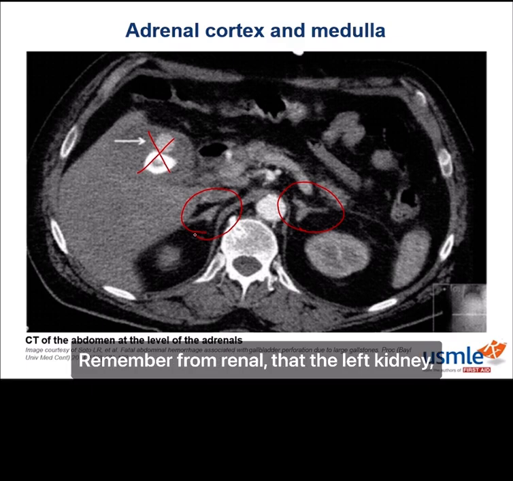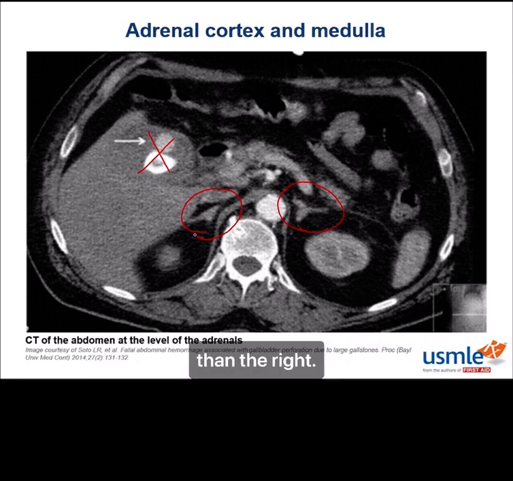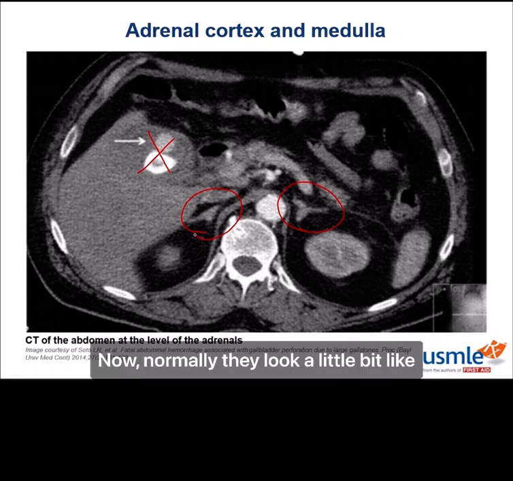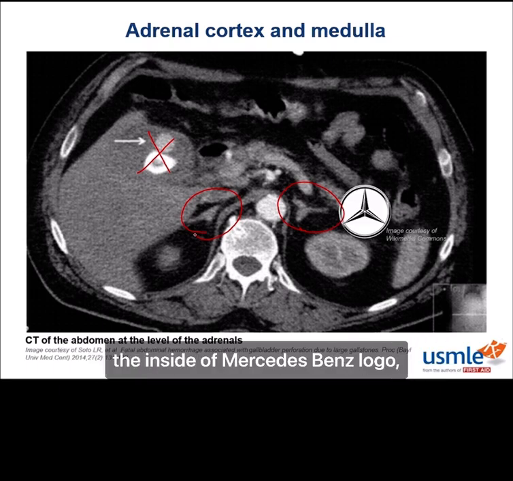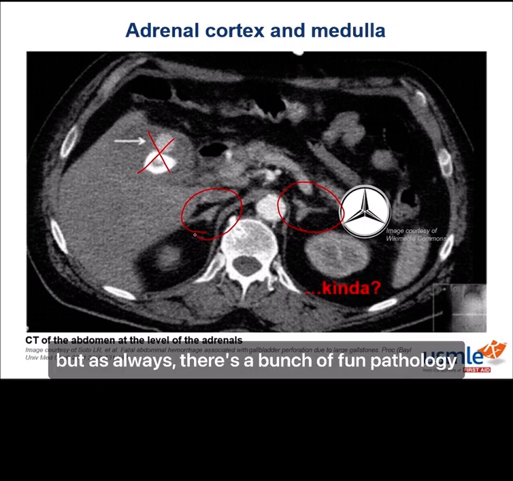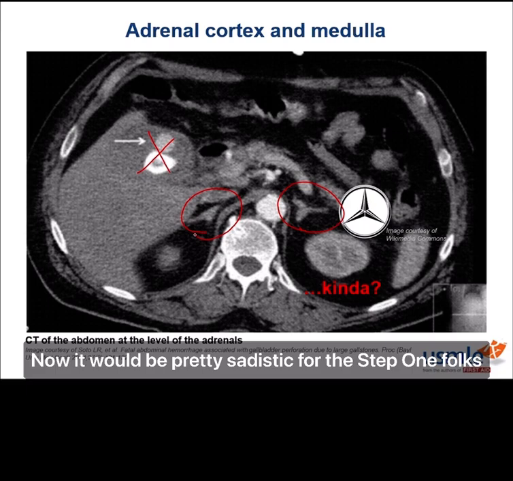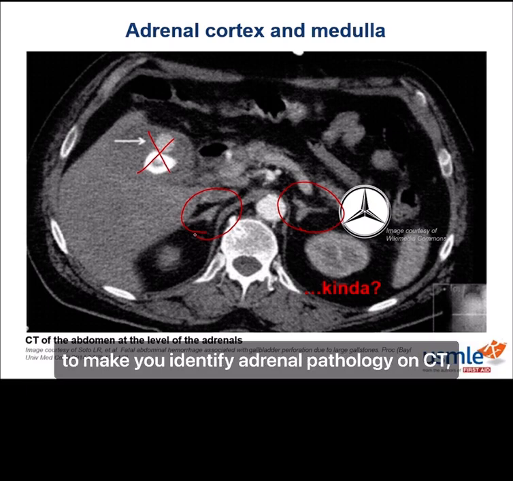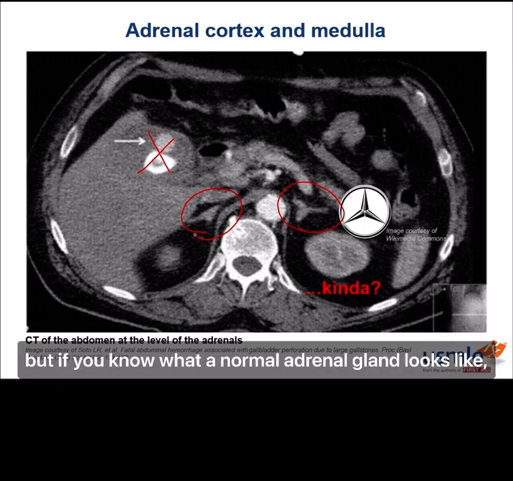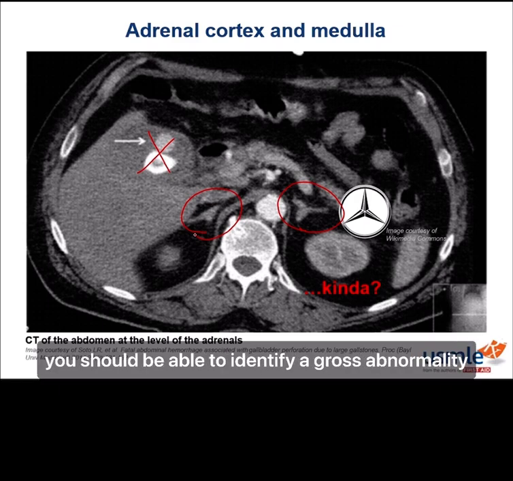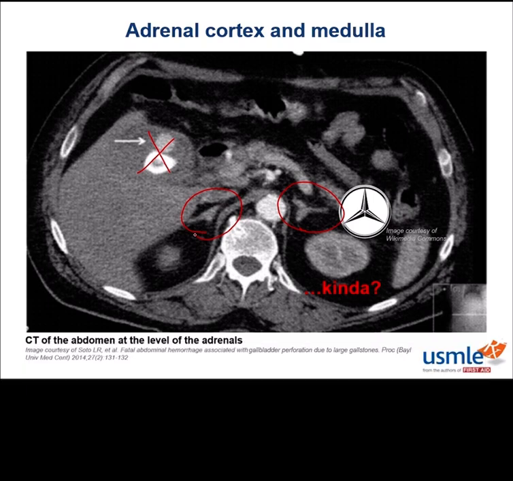Remember from renal that the left kidney, and thus the left adrenal, sits a little bit higher than the right. Now normally they look a little bit like the inside of a Mercedes-Benz logo, but as always there's a bunch of fun pathology that can make them look pretty wacky. Now it'd be pretty sadistic for the step 1 folks to make you identify adrenal pathology on CT, but if you know what a normal adrenal gland looks like, you should be able to identify a gross abnormality like a mass, in the event that they ask you to identify one.